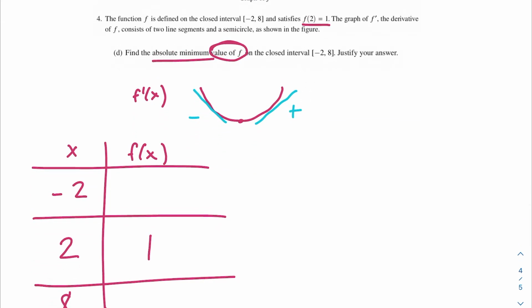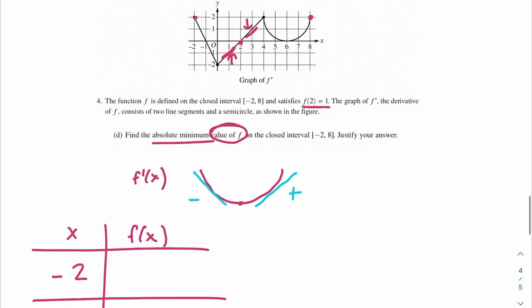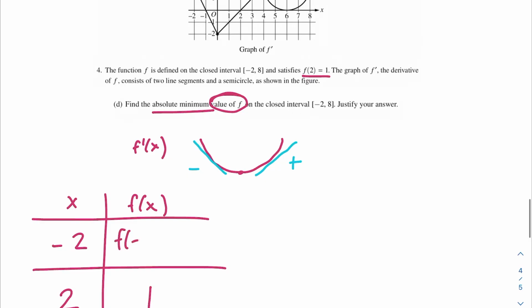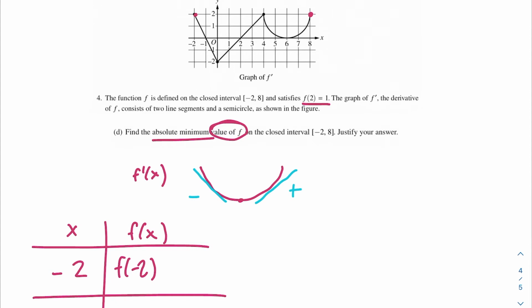So now we're looking to see if the values at f of -2 or f of 8 are going to be less than 1, and compare them all to find the actual absolute minimum value. Okay, so how are we going to find f of -2 and f of 8? Well, remember that the area under the curve of f prime should help us figure out what f is. Okay, so using f of 2 as our starting point, we can use the area under the curve to help us figure out f of -2.